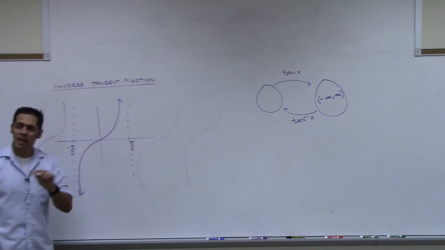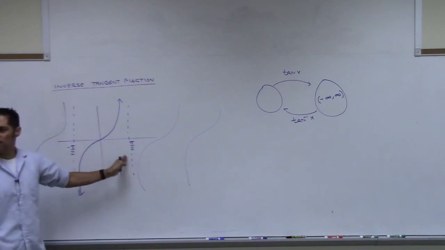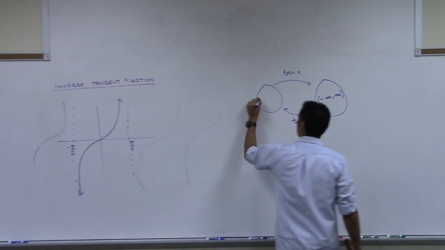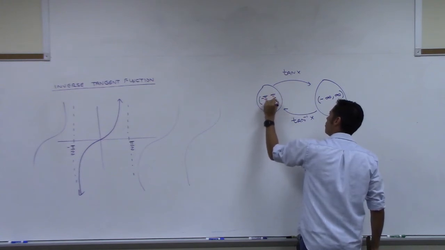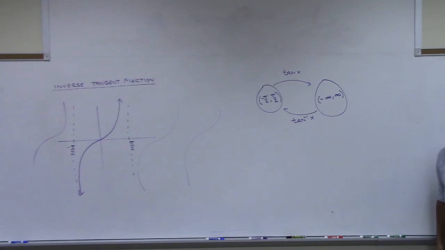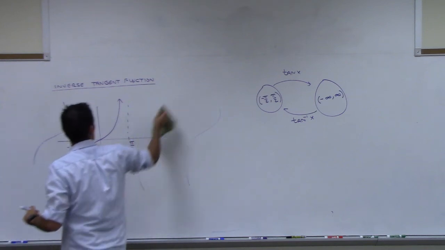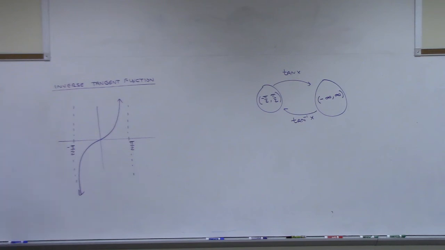The difference, though, is I cannot include negative pi over 2, and I cannot include pi over 2 because the function's not defined there. So my restriction here is going to be negative pi over 2 to pi over 2 with parentheses around those instead of brackets. And that means what I'm doing is I'm basically erasing all of these other periods of the tangent and only looking at that one period.